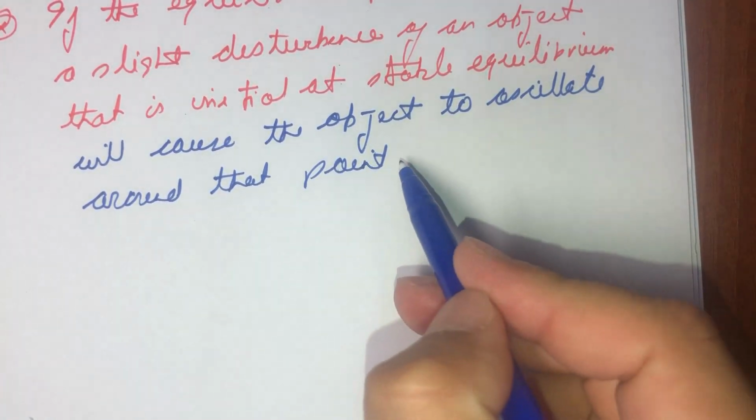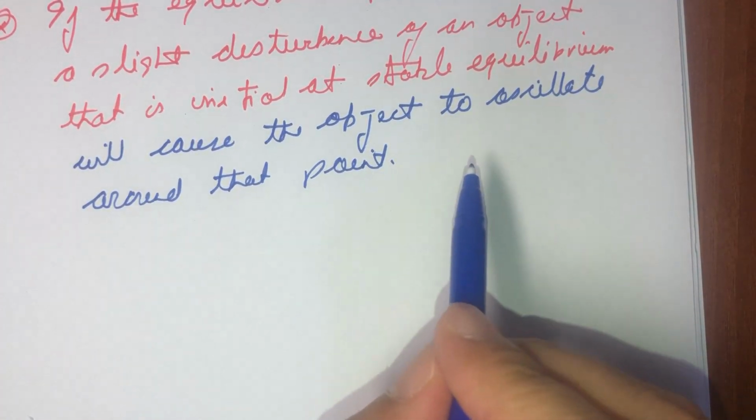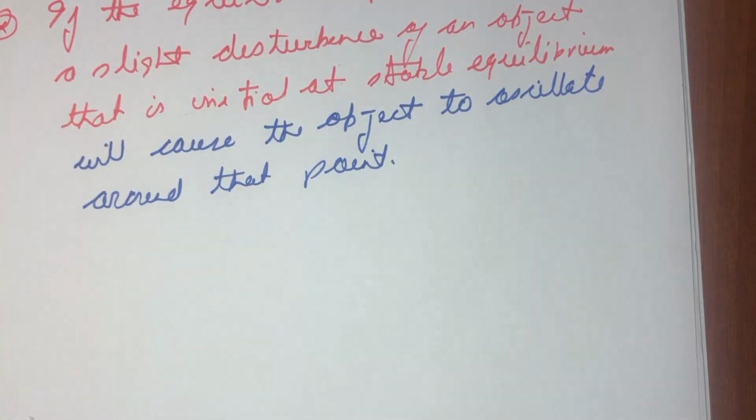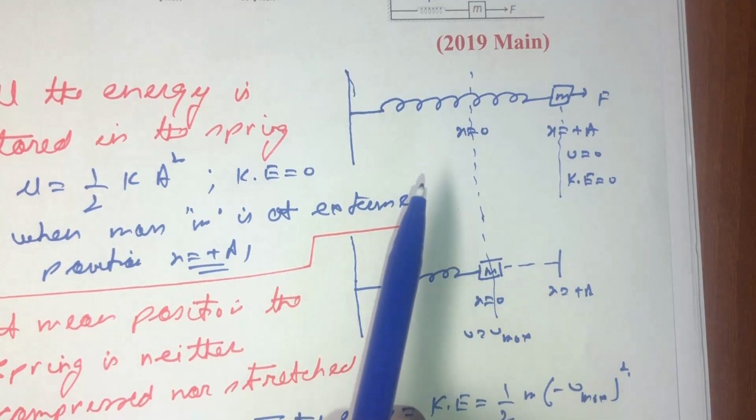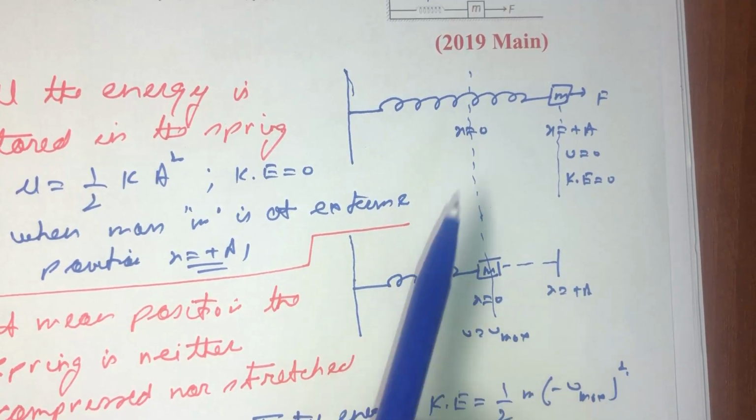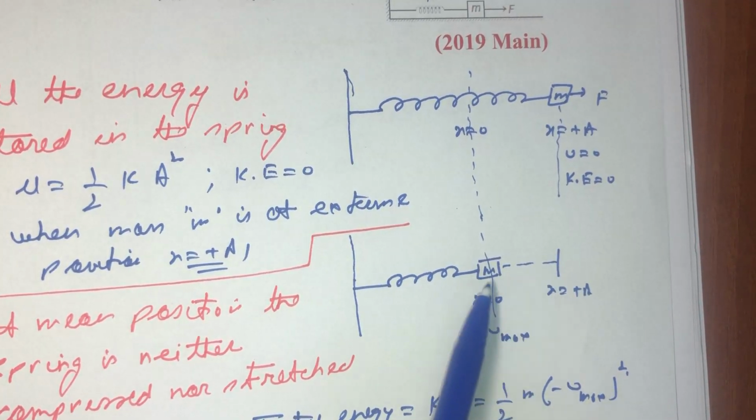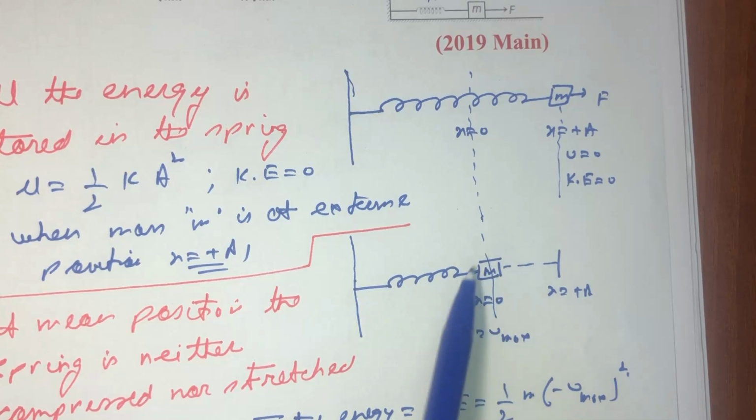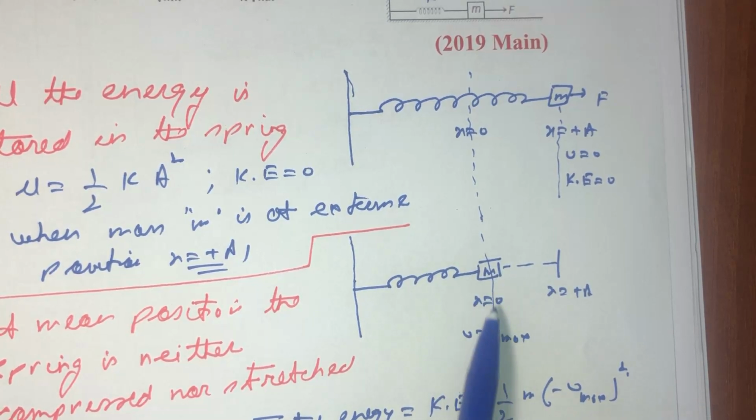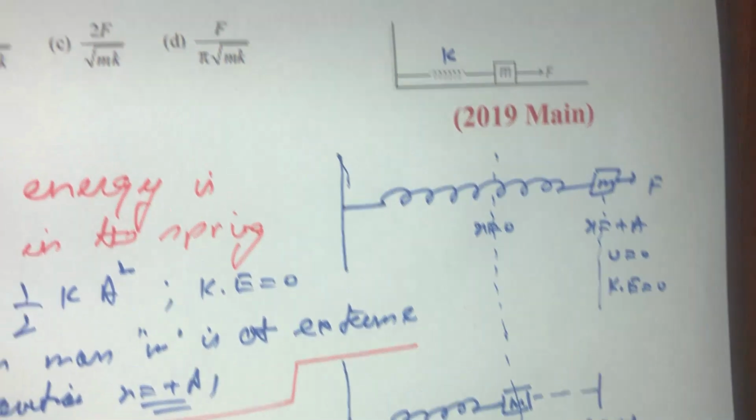So here that point means, in case of the spring, we already said this is our mean position. So in stable equilibrium, the object, if it is disturbed slightly from this mean position, is going to oscillate about this point. So the point is nothing but the mean position point about which it is going to oscillate.